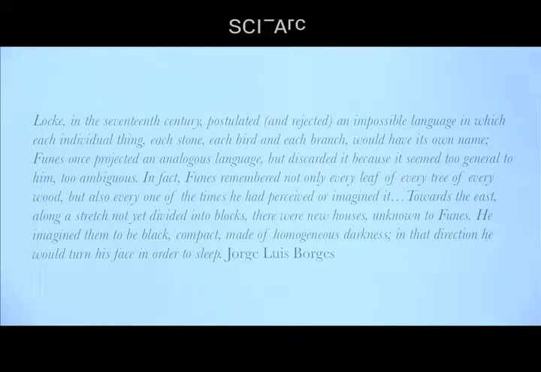Towards the east, along a stretch not yet divided into blocks, there were new houses unknown to Fewness. He imagined them to be black, compact, made of homogeneous darkness. In that direction, he would turn his face in order to sleep. So the only way he could find rest from this deluge of constant imagery was to imagine black, homogeneous darkness.